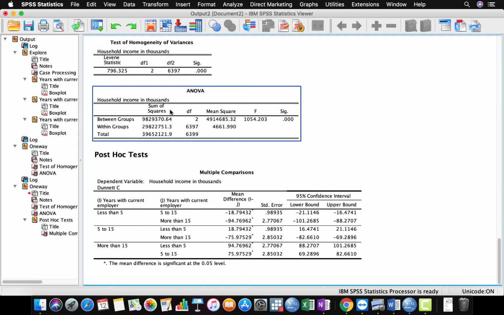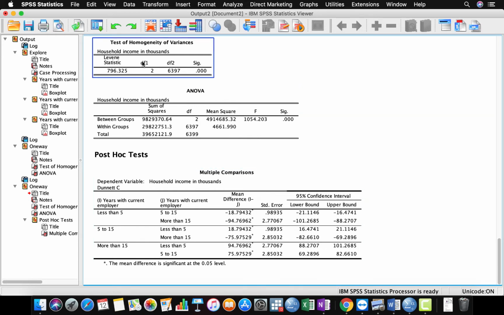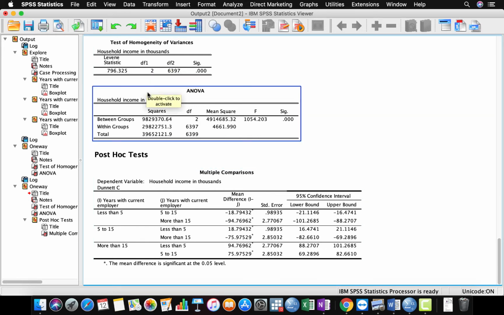Now, you can see there are three tables, because the first time we already called for homogeneity of variance. The second table is One Way ANOVA. In One Way ANOVA, the first column is sum of squares: sum of squares between groups, sum of squares within groups, and sum of squares total. This is degrees of freedom. Degrees of freedom for between groups is number of groups minus 1, so 3 minus 1. This one is sample size minus number of groups. This is sample size minus 1.